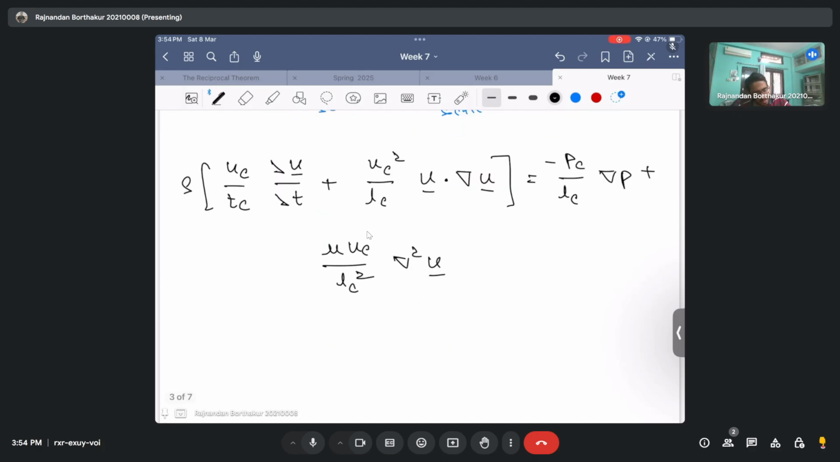And now what I do is I choose my characteristic scale for pressure as the viscous scale. So I'll choose PC as mu UC by LC, which is nothing but the viscous scale for pressure.